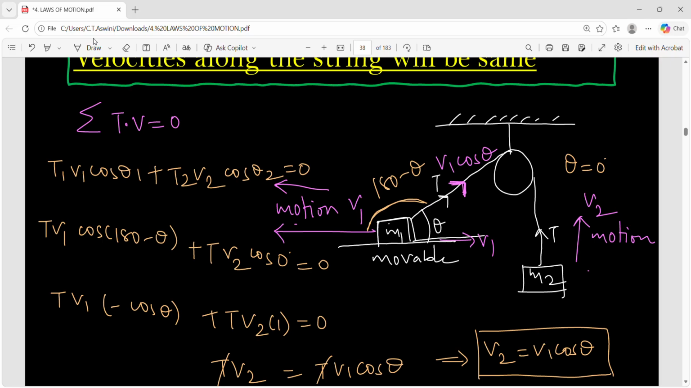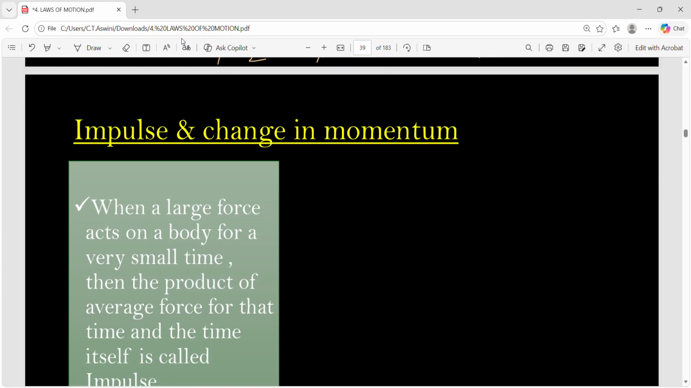So if you take for M2, it is V2. If you take for M1, what is the velocity along the string? V1 cos theta. So these two will be equal. Equate them, find out the answer. So directly remember this concept: velocities along the string will be the same. Clear? Just revise it once.